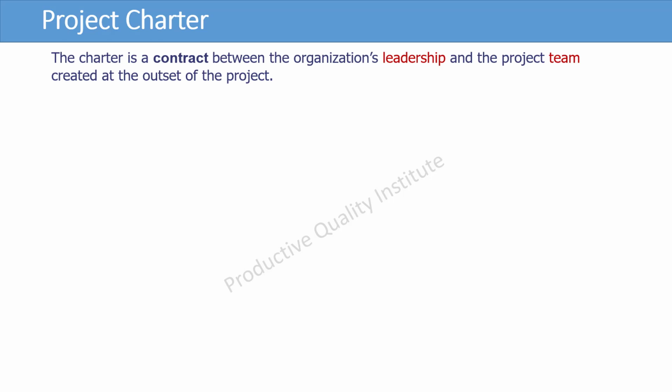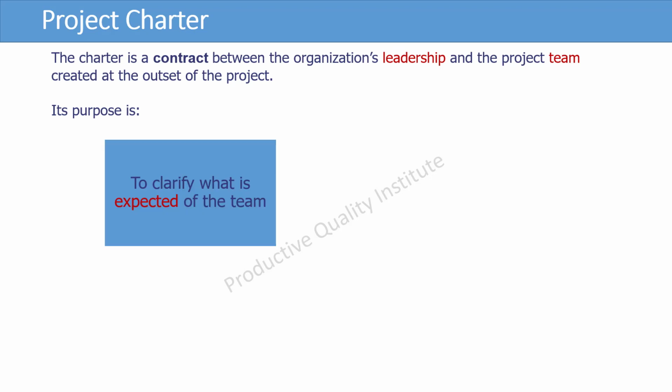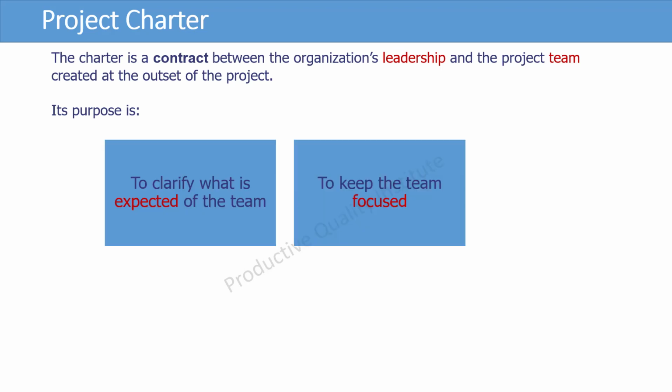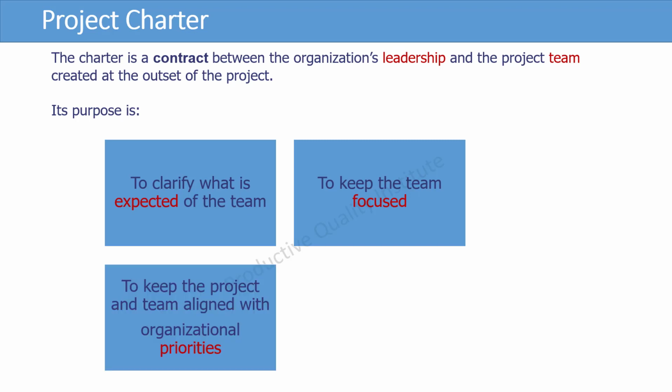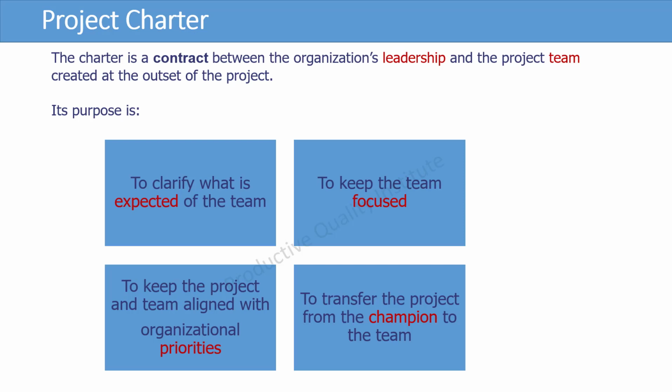Project charter. The charter is a contract between the organization's leadership and the project team, created at the outset of the project. Its purpose is to clarify what is expected of the team, to keep the team focused, to keep the project and team aligned with organization priorities, and to transfer the project from the champion to the team.